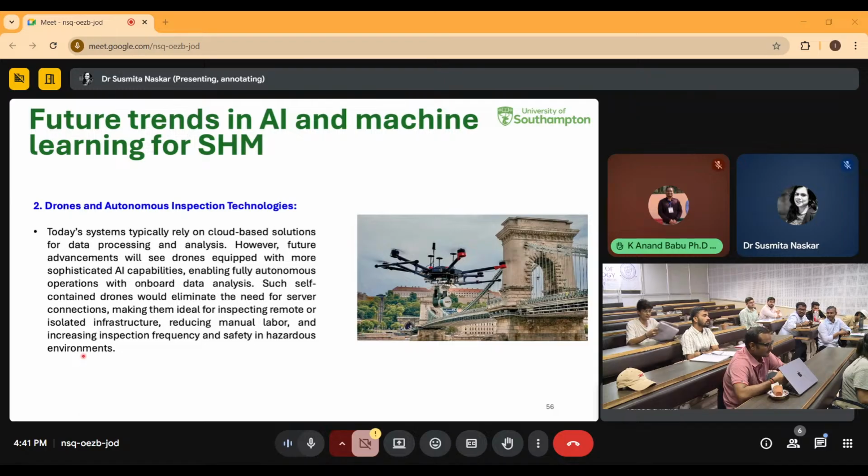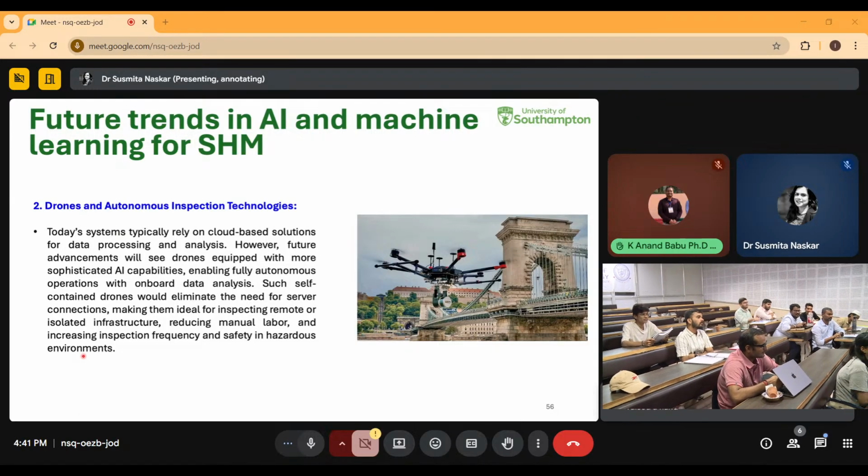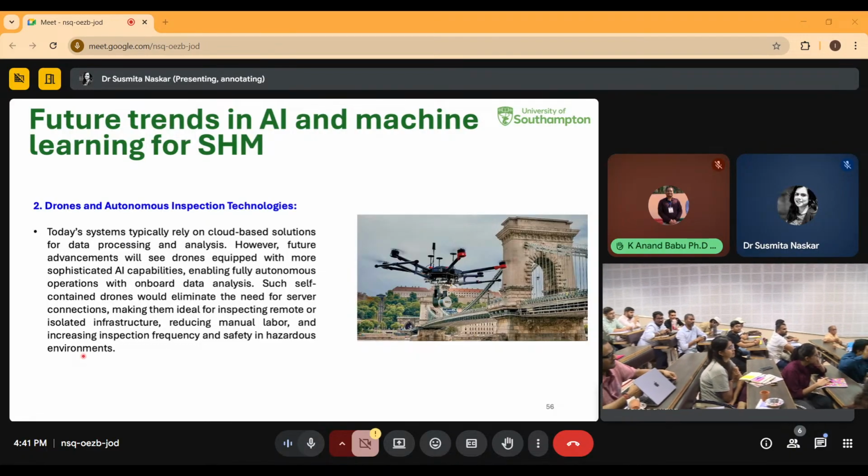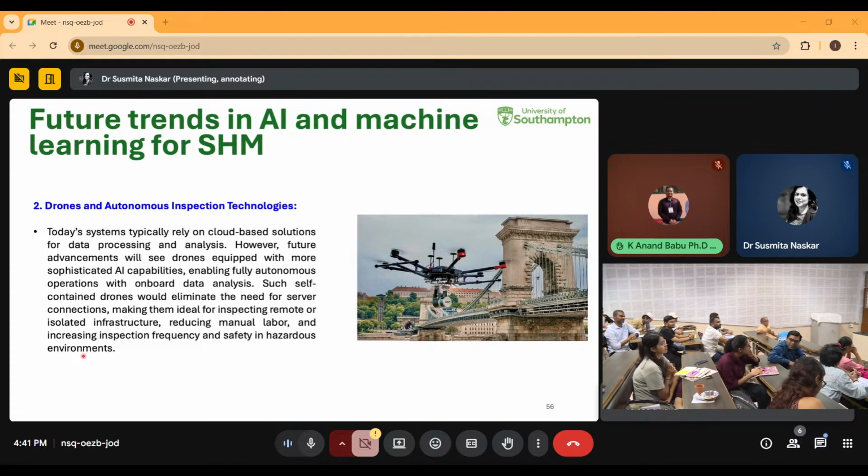Can you say the last sentence? Actually, his question is, suppose you have trained an AI model based on one bridge data, so how can it be applicable to other bridges? Are you asking about the other bridges?